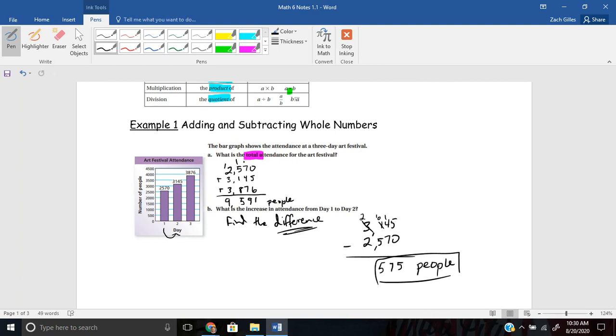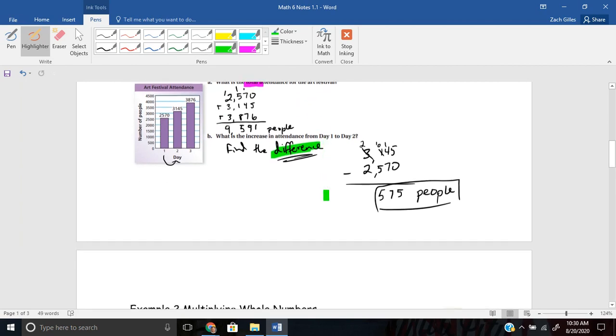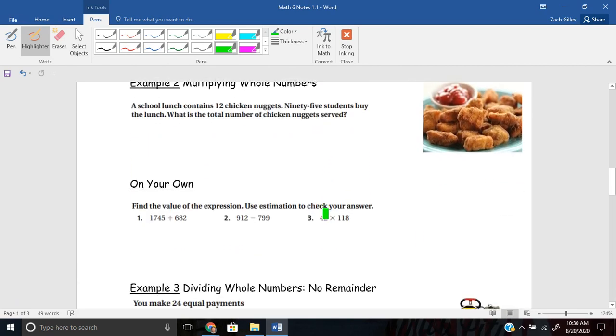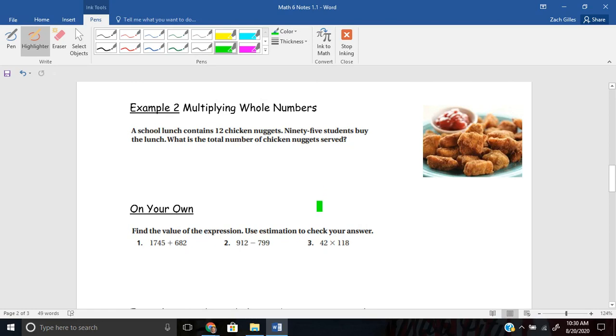All right, hopefully that's a good review for you, but I think the biggest thing is using some of these key words here definitely helps you take a real life problem and figure out which operation to use. All right, let's move on to example 2, where we talk about multiplying whole numbers. It says a school lunch contains 12 chicken nuggets.